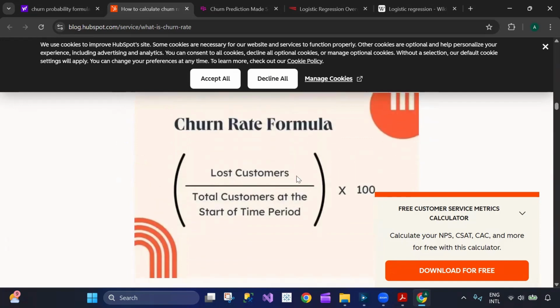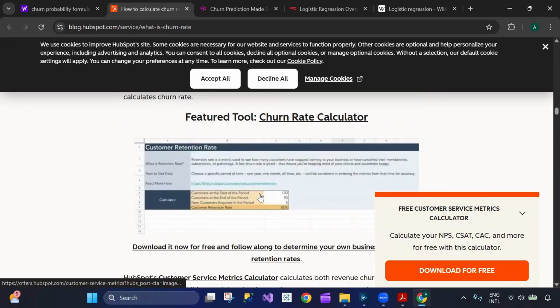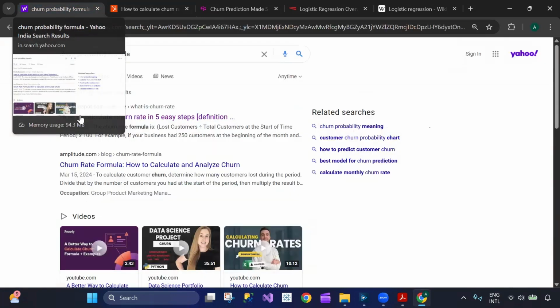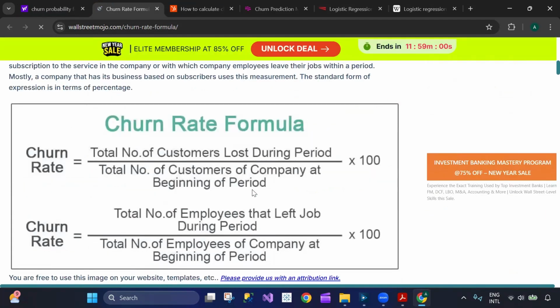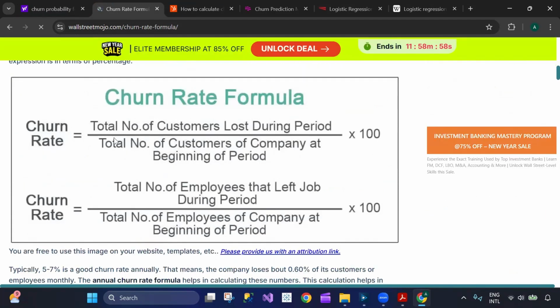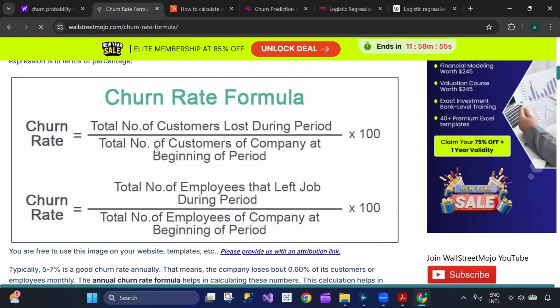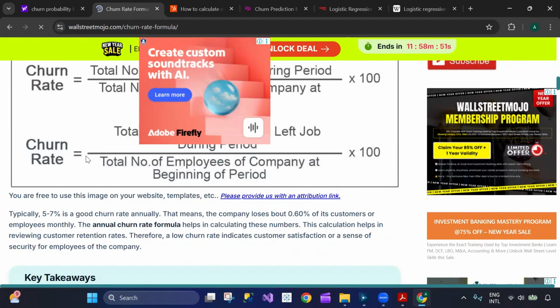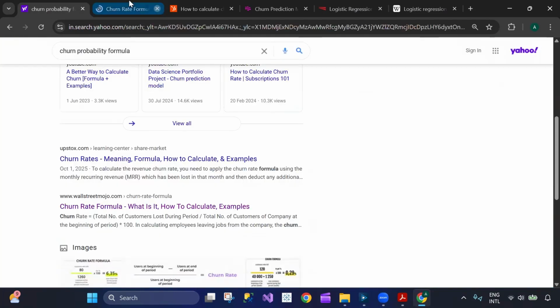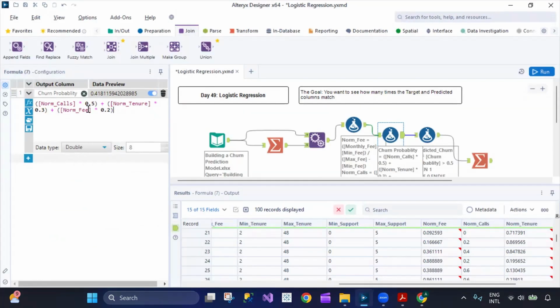Every churn formula could be different. It is not like there is a straightforward a square plus b square plus 2ab formula which we can implement, right? Every churn rate has a different formula. If you see the churn rate formula, it is the total number of customers lost during the period, divided by the total number of customers at the start, and then the churn rate is calculated. Every business has a different way to calculate this churn rate. So what I'm doing here is just calculating the probability, and this is the formula which I'm using.